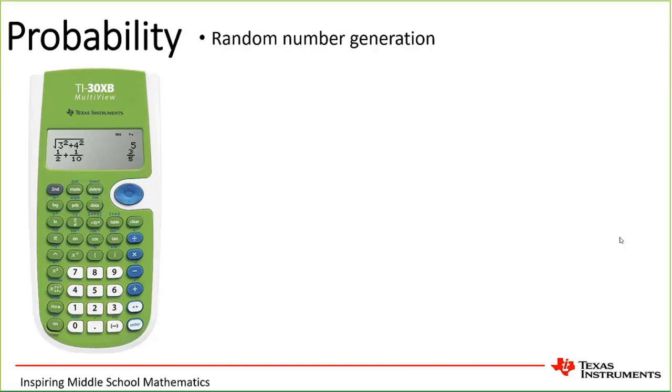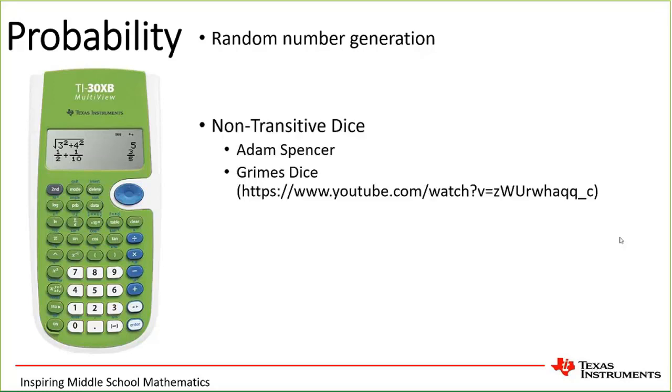And another activity, and that random number generation can be done just as easily on the 84s and also on the TI-Nspire. That always works really well. But another activity that I want to have a look at, something very different, and I haven't actually run this with my class yet, but it is an activity I'm going to be doing next week with my class, and that is something that is called non-transitive dice.